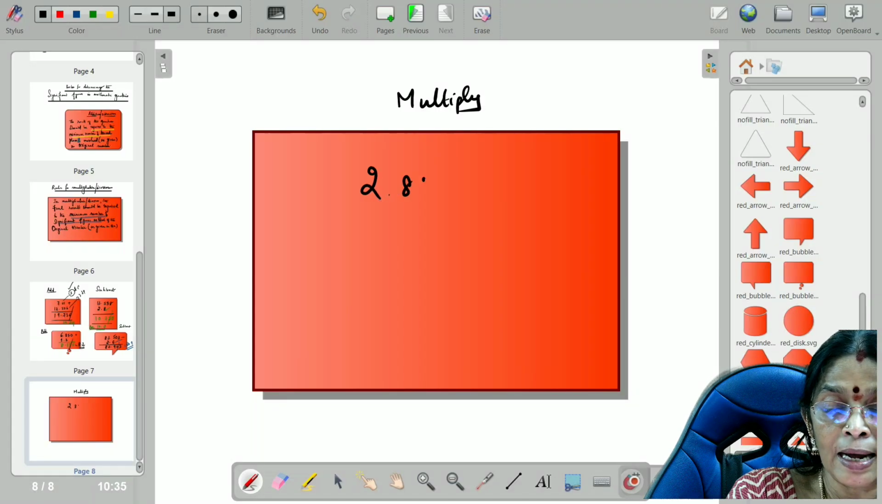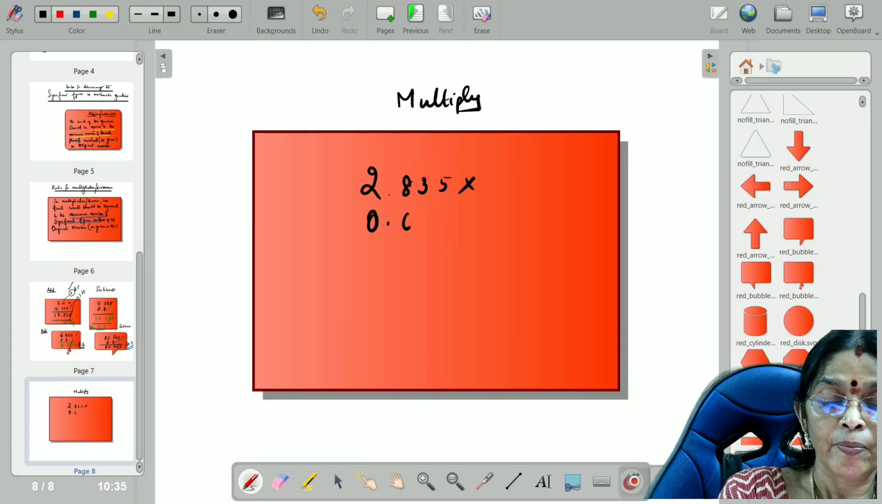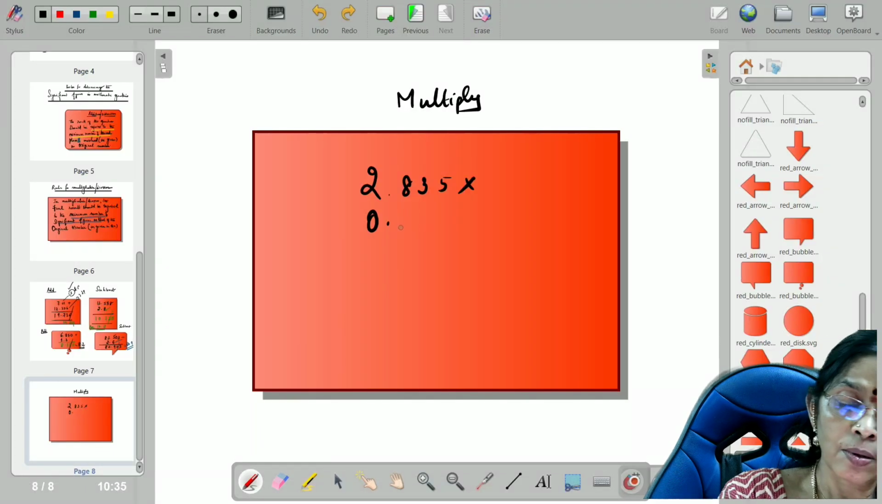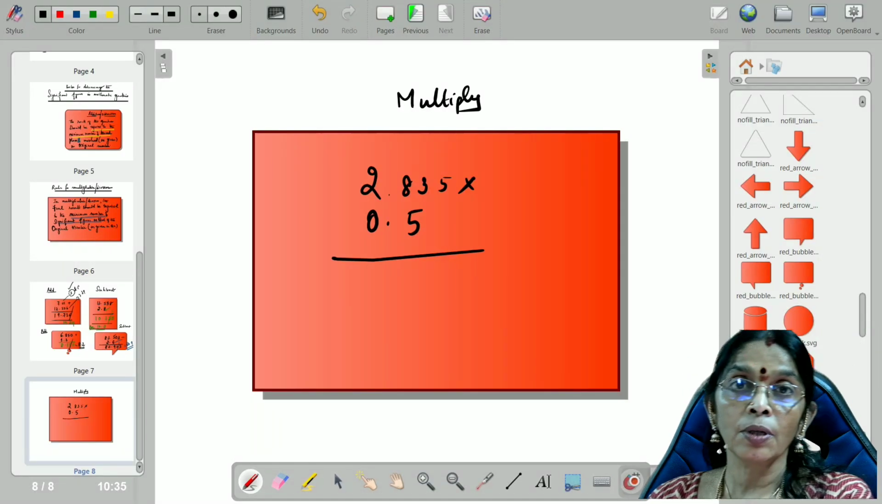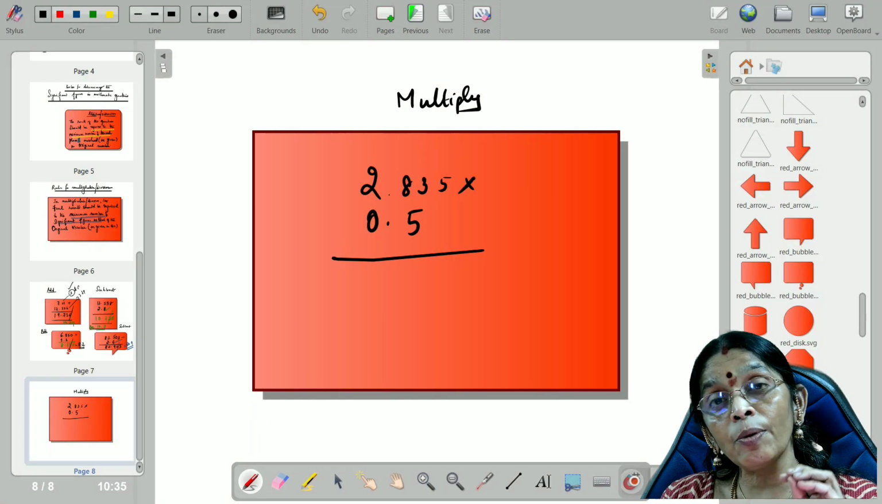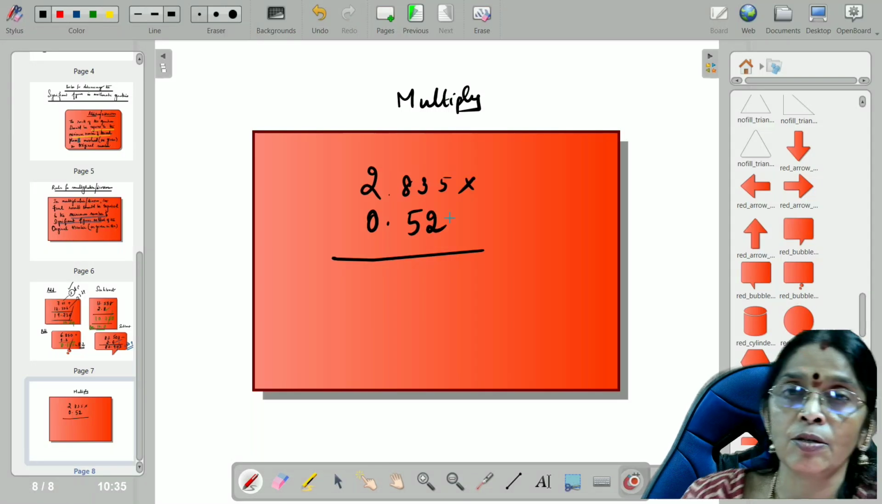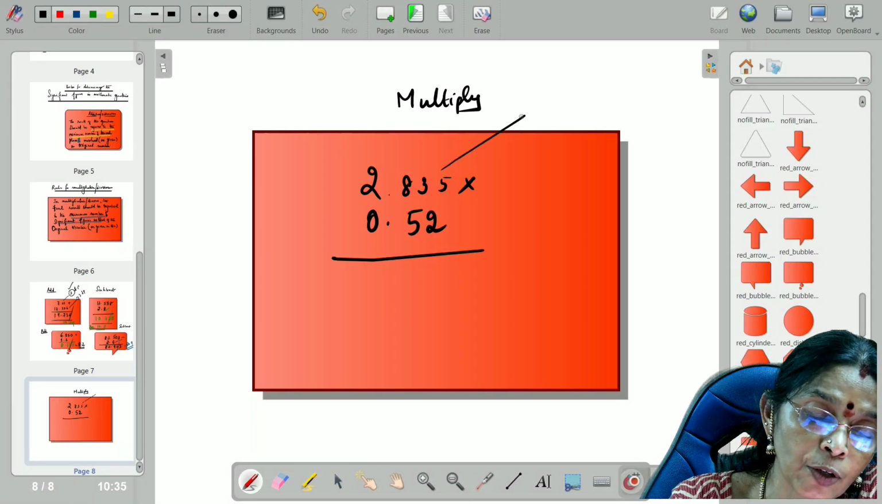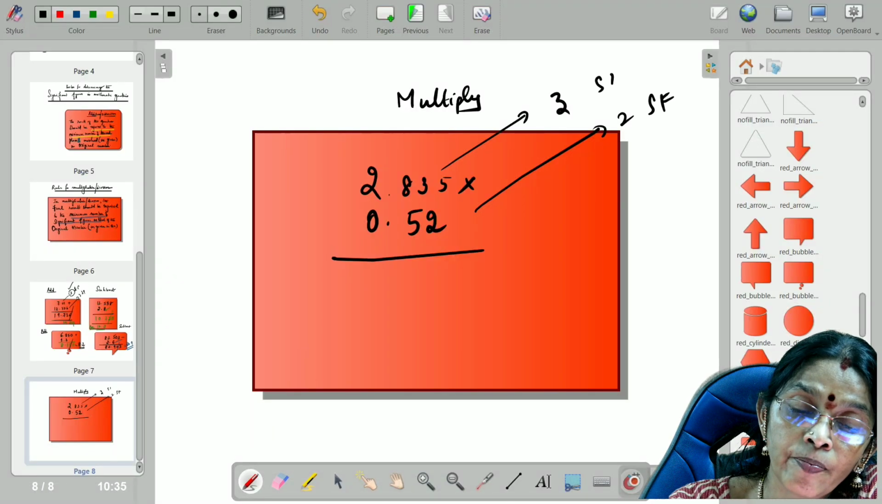So 2.835 into 0.52. Now the answer you give is not correct to minimum number of decimal places, but correct to minimum number of significant figures. So let me take the first question. How many significant figures are here for this? 3. Here you have only 2 significant figures.